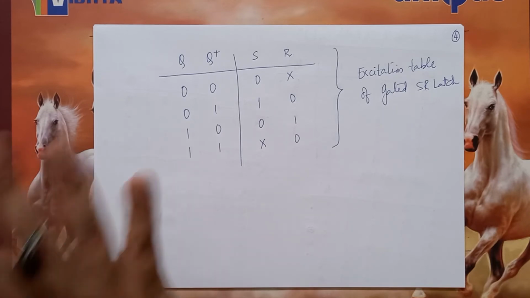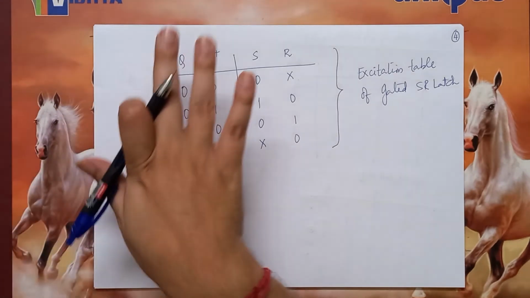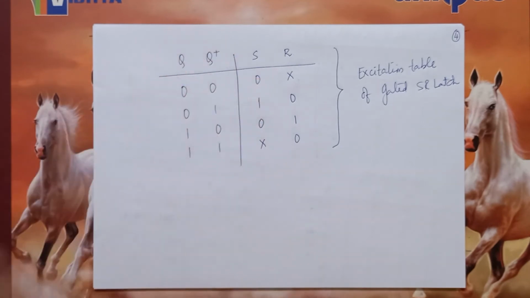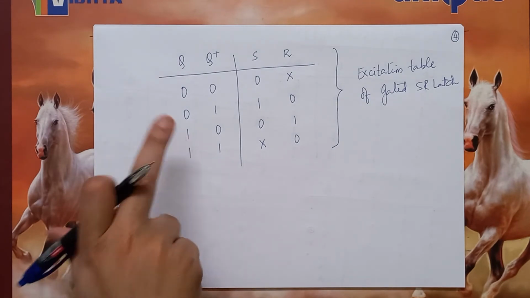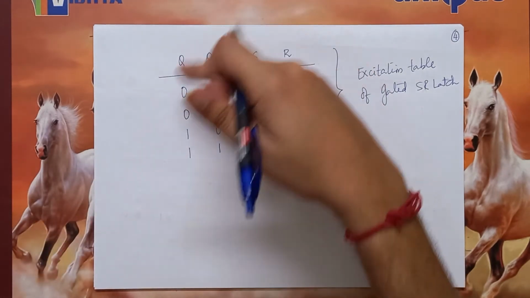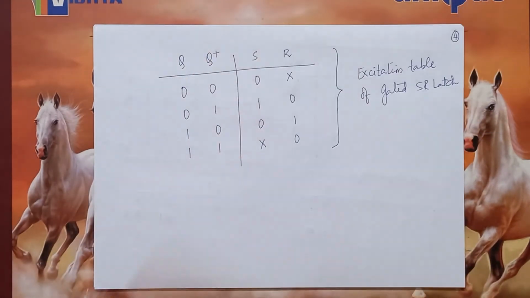So this is simply a table for our own reference and analysis. That is, if we know the present state, Q is available to us. Q plus is not available right now, it will be available later to us. Now Q plus will become a new value of Q.